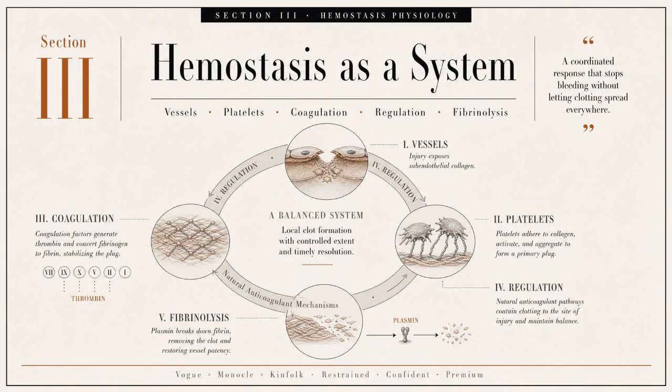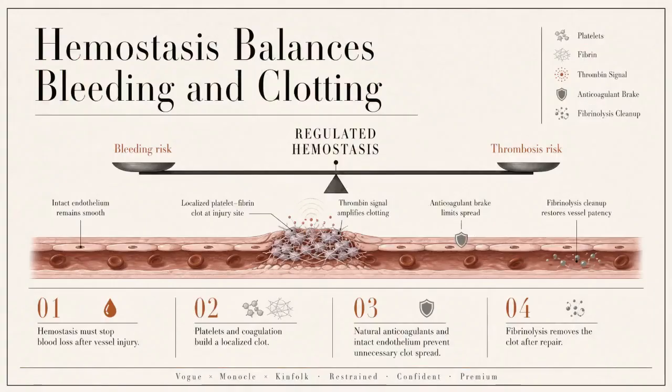We'll explore how these different elements work together to maintain balance. This holistic view helps us understand how the body manages to stop bleeding effectively. Hemostasis is a finely tuned balance between stopping blood loss and preventing unwanted clotting. If the response is too weak, bleeding occurs. If it's too strong or inappropriate, thrombosis develops. The body achieves this balance by localizing clot formation precisely at the site of injury.